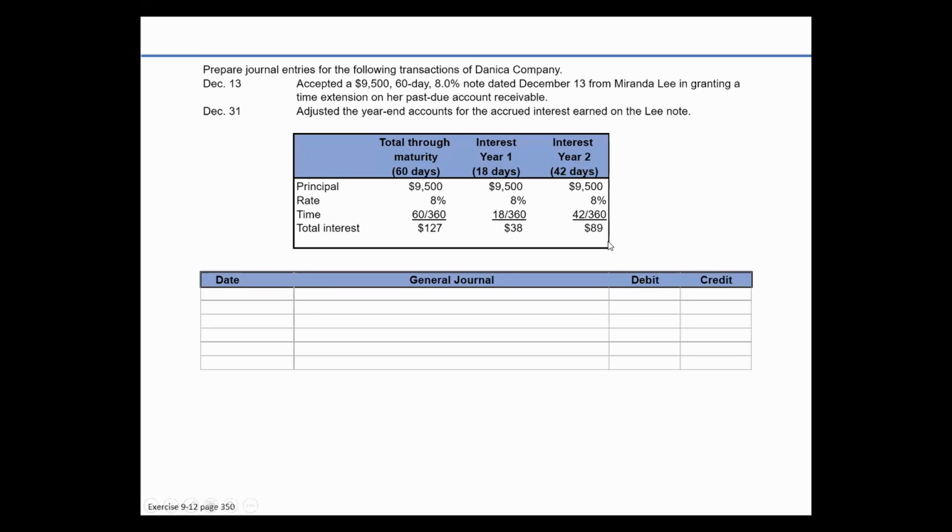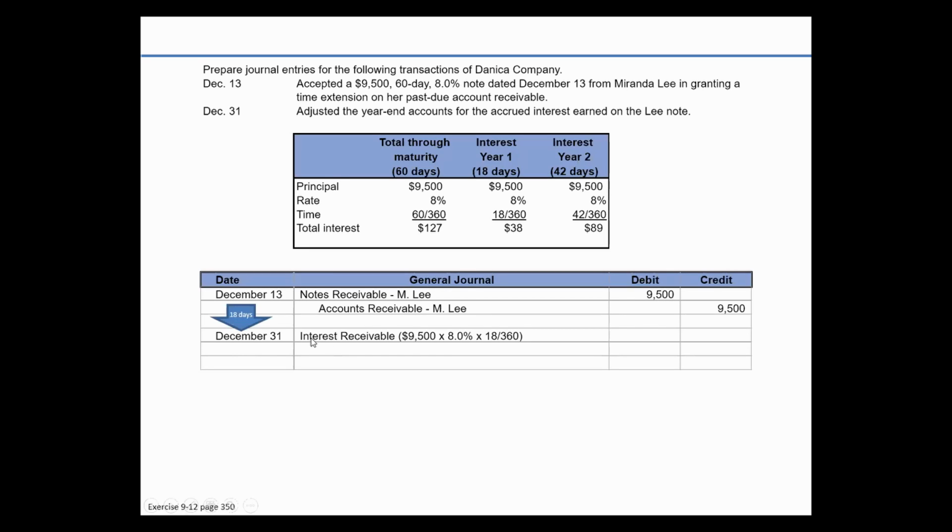So December 13, notes receivable, M. Lee, debit for $9,500 in order to record that. Remember that notes receivable is an asset because it's something that we expect to receive. And then the accounts receivable, M. Lee, we will credit $9,500. The reason for that is we're going to remove it from the accounts receivable because we converted it into a note.